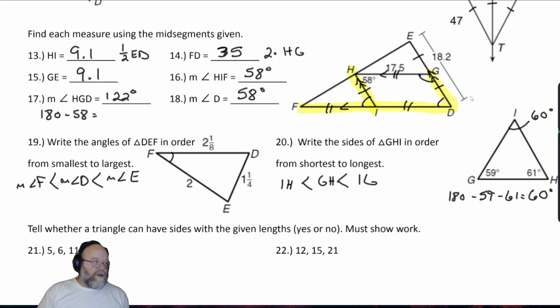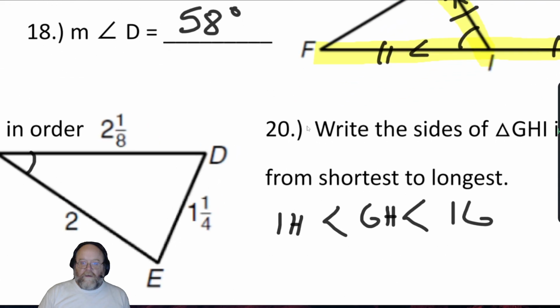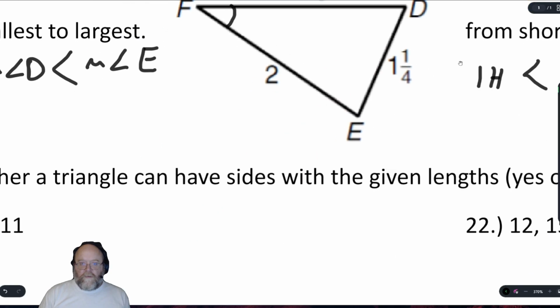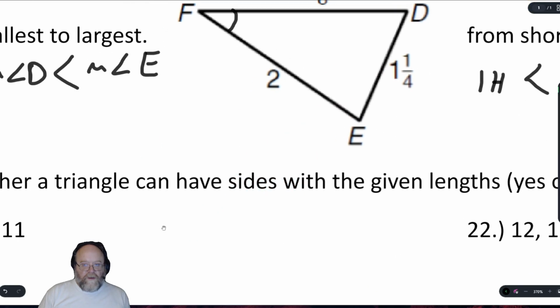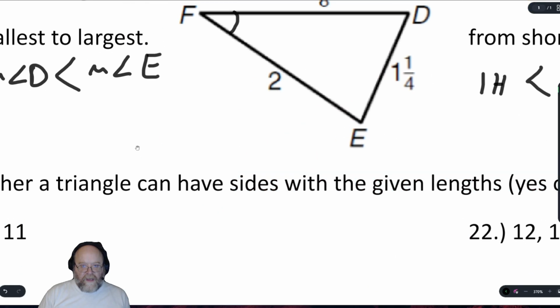I think I gotta zoom in real hard for this, because I don't know how I'm gonna do it without zooming in real hard.